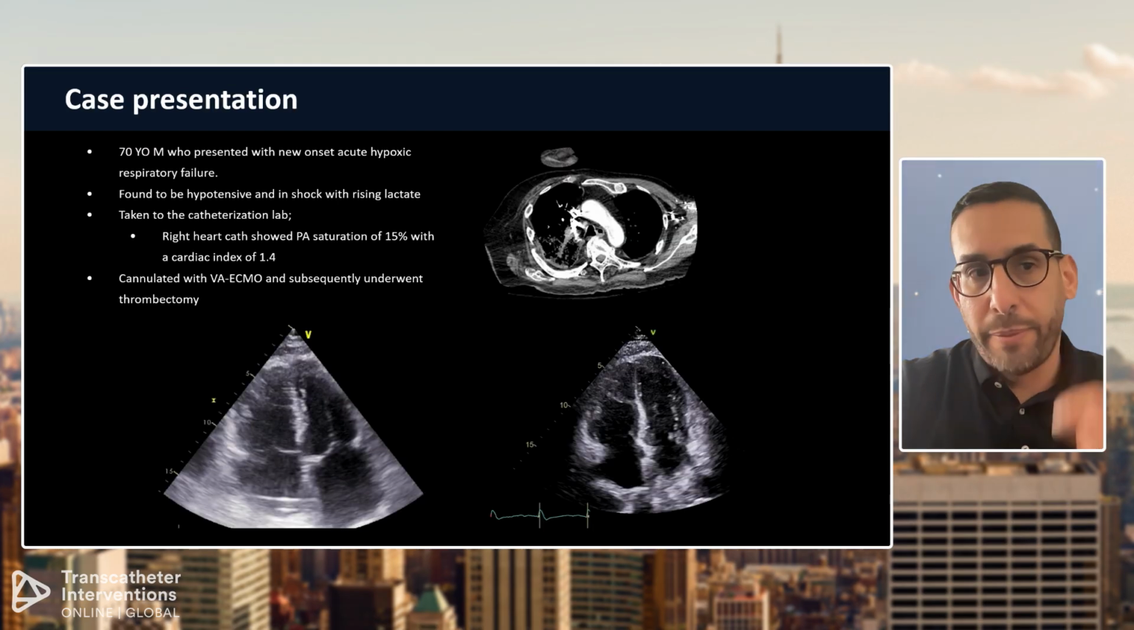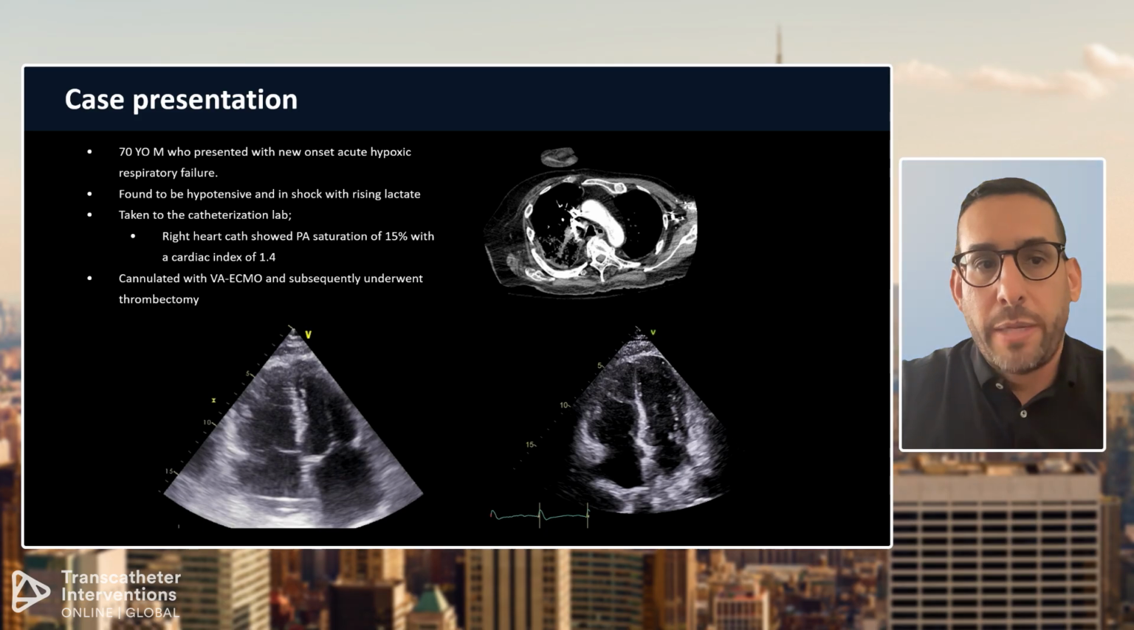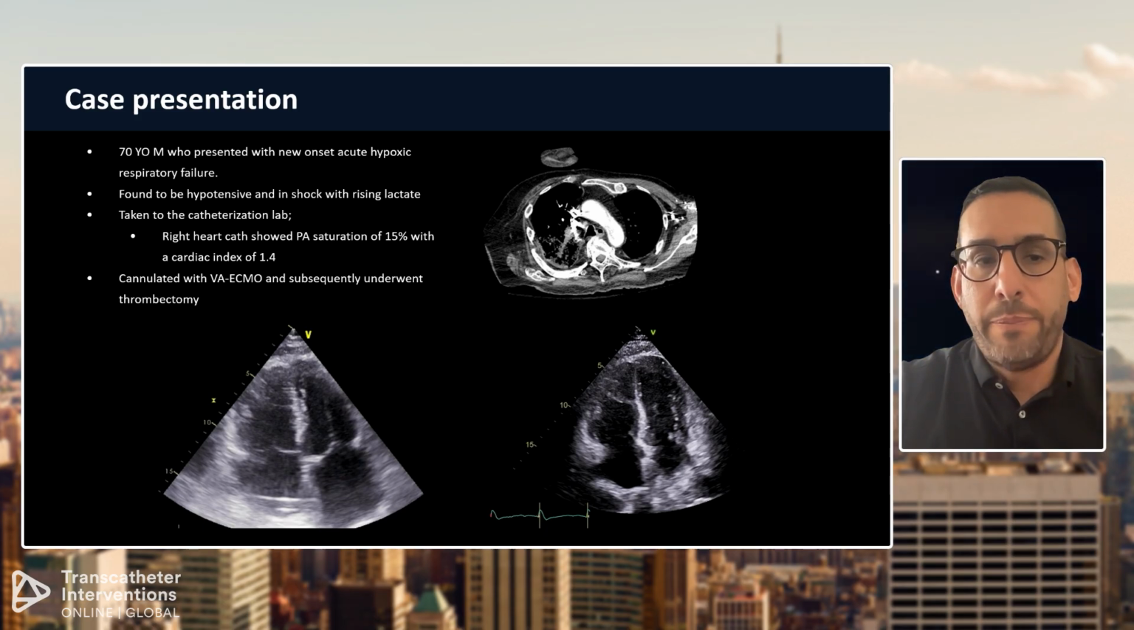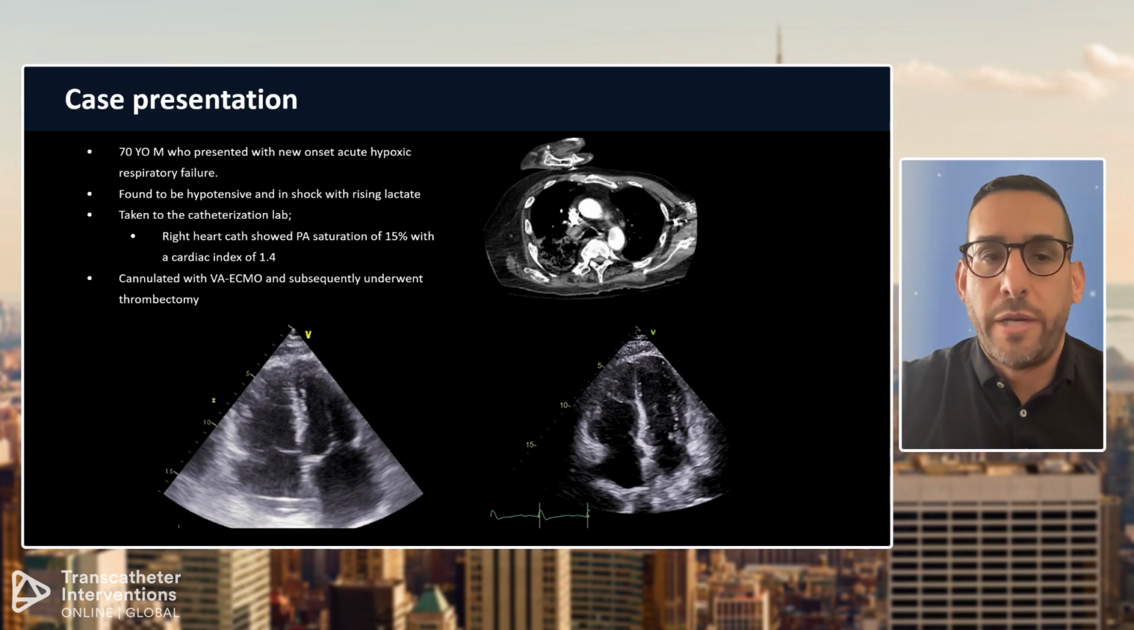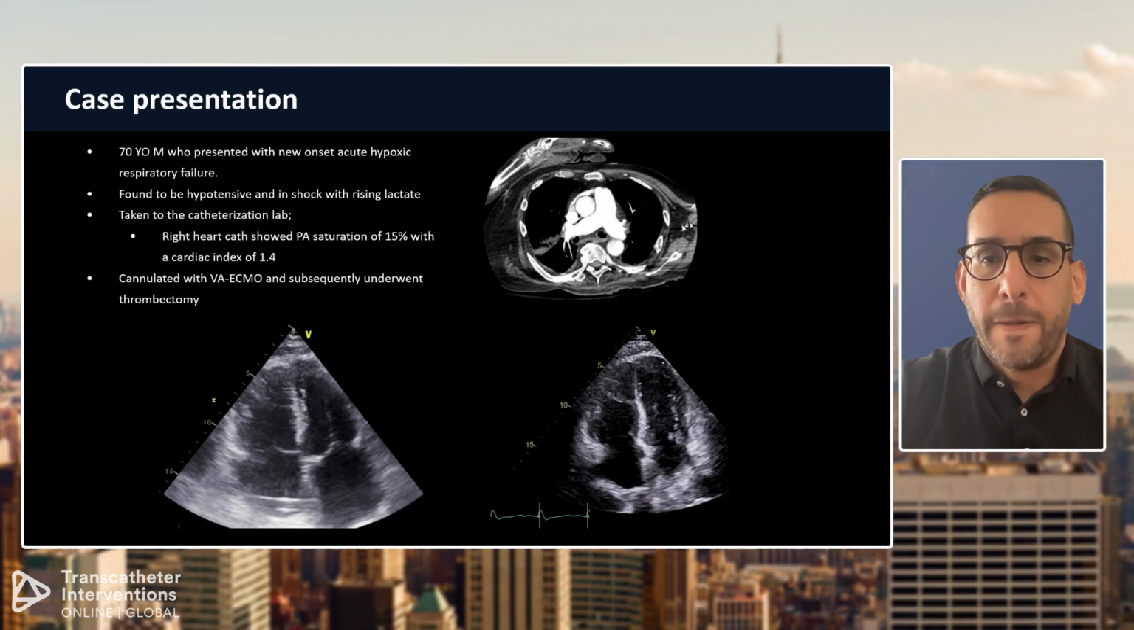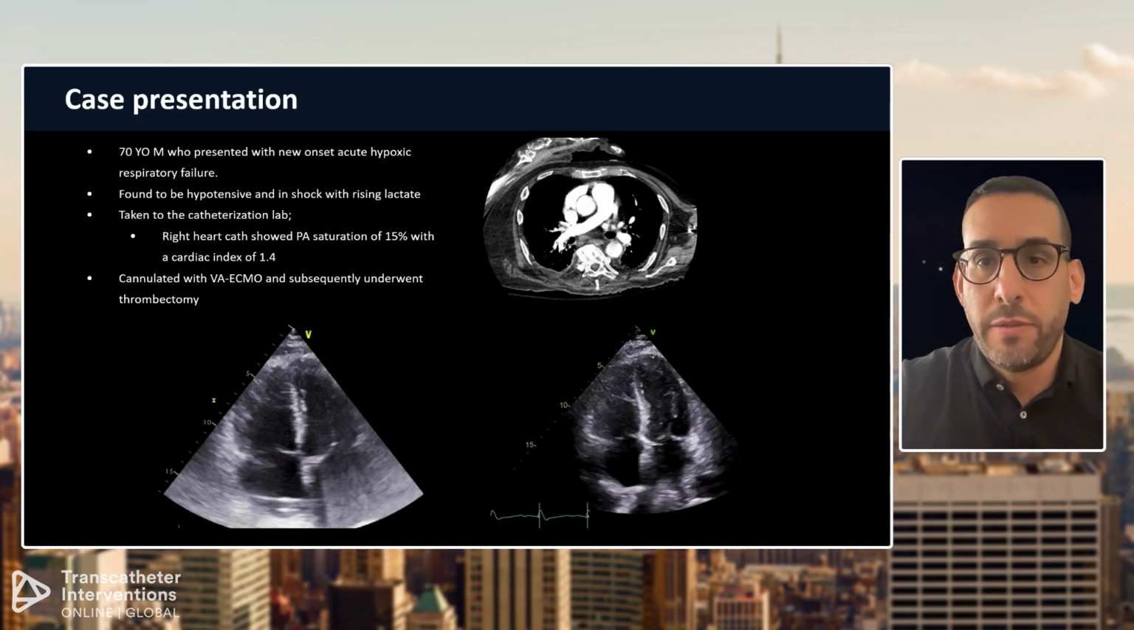And here's a recent patient, a 70-year-old who came in with a massive PE, found to be hypotensive and in profound shock with rising lactates. The patient had a mixed venous O2 of 15, which is very low, with a very low cardiac index. We placed the patient on VA ECMO and subsequently did VA ECMO-assisted thrombectomy, and the patient did very well. So the role of ECMO is here to stay for these patients.